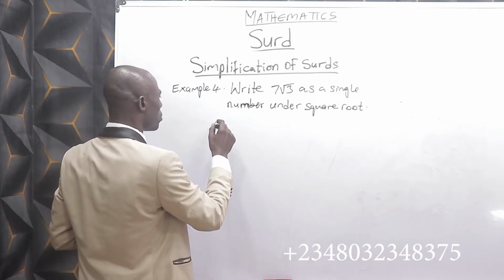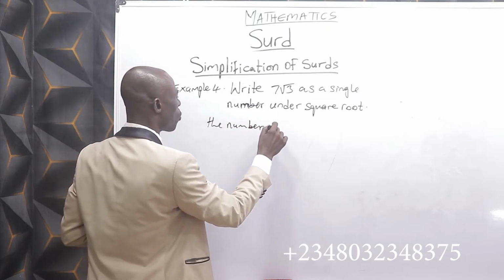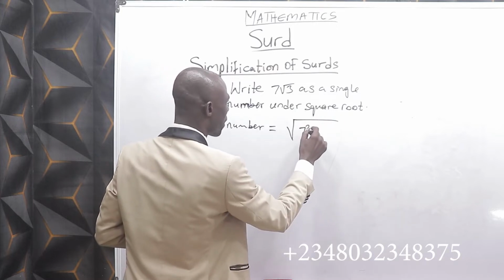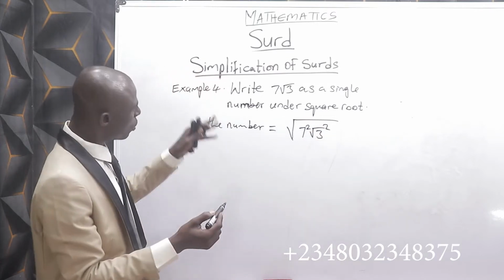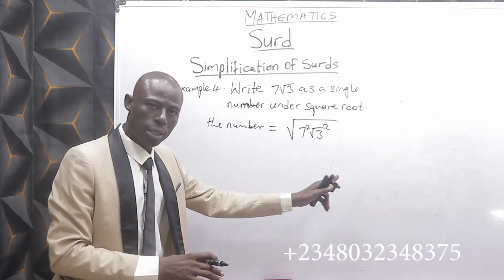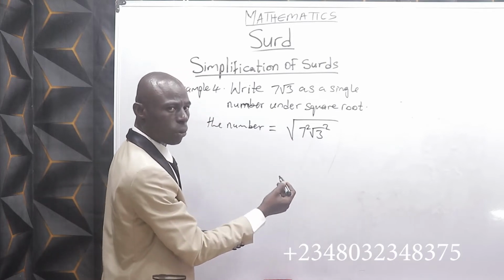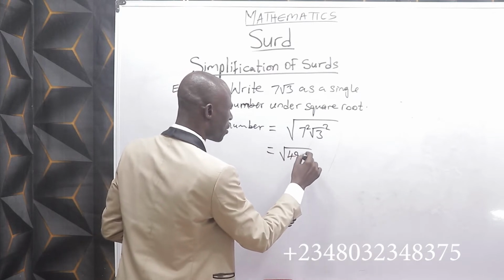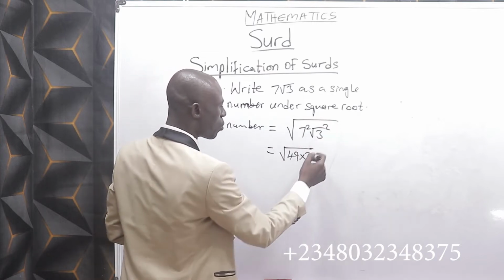So, the number is equal to square root of 7 square times root 3 square. Now I've told you, just square this and put square root on it. I have already put the square root on it. Then I have squared each of them. I've squared each component under the root. So we have square root of 49 times 3. 7 square is 49. Root 3 square is 3.